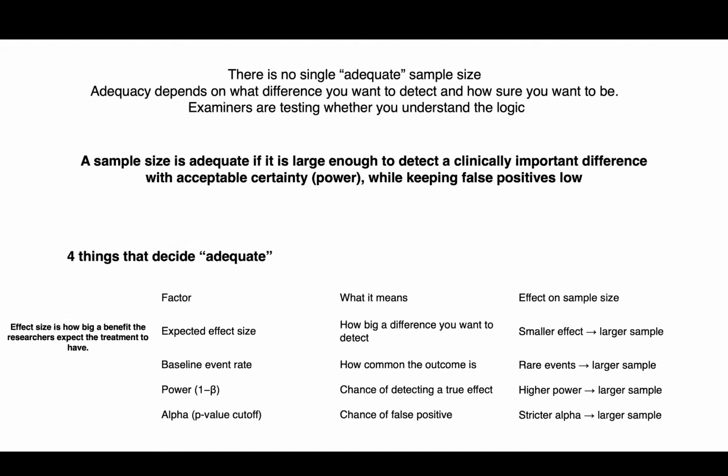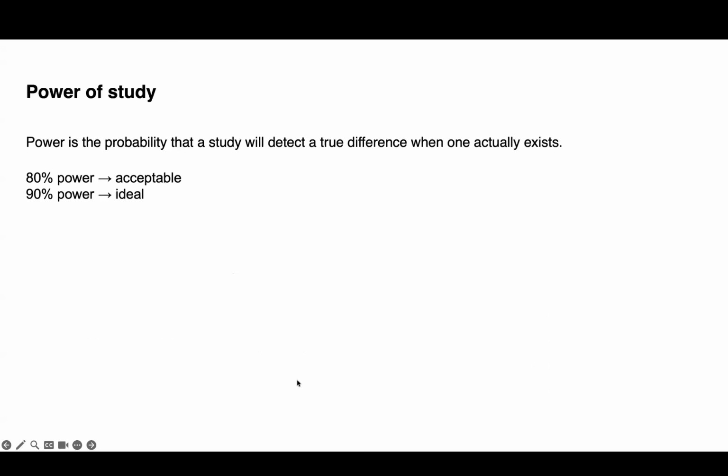So just for a better understanding, there are four important things that you need to look into to mention adequate sample size. One is the expected effect size, the baseline event rate, the power, and the alpha. That is the p-value cutoff. So then coming to the power of the study. So the power is the probability that a study will detect a true difference when one actually exists. So 80% power is acceptable, 90% power is ideal.